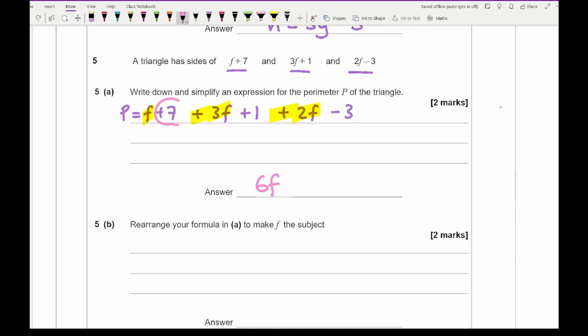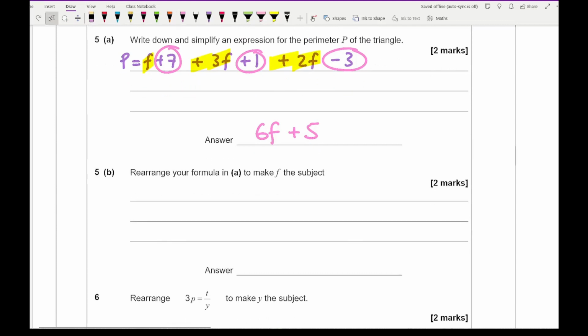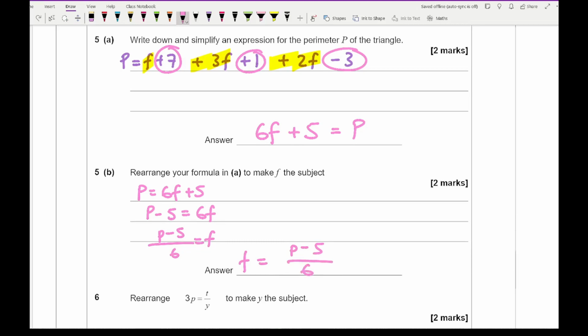And looking at the numbers, I've got 7 plus 1, which is 8. Take away 3, which is positive 5. It then says rearrange your formula to make f the subject. One thing I forgot to do is write equals p again, so here I've got p equals 6f plus 5. So get rid of the 5 first, and then divide everything by 6. So f equals p minus 5 all divided by 6.